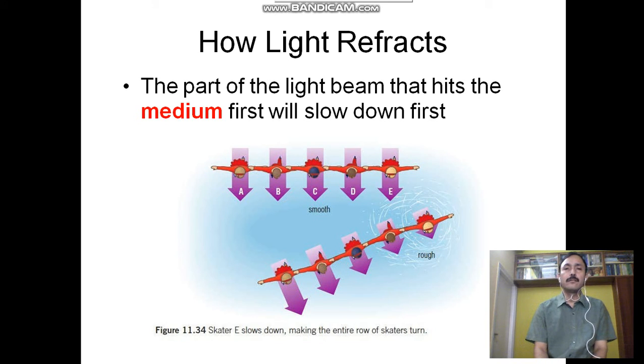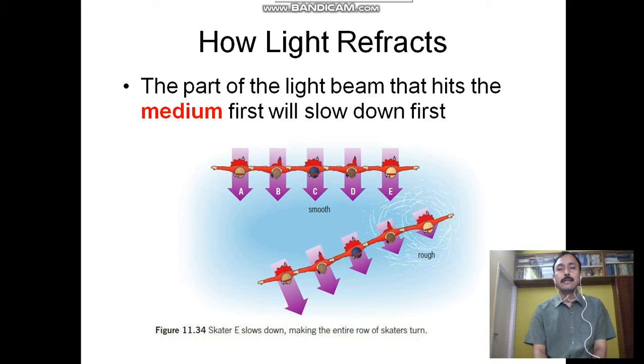In a more simplified way we can say, when a ray of light passes from one medium to another medium, its direction or path changes because of the change in the speed of light. In passing from one medium to another, if light slows down, it bends towards the normal. And if light speeds up, it bends away from the normal.